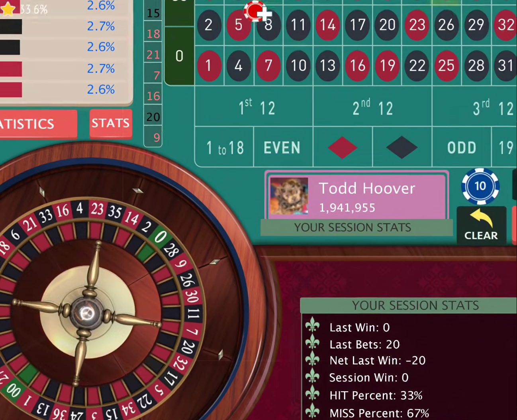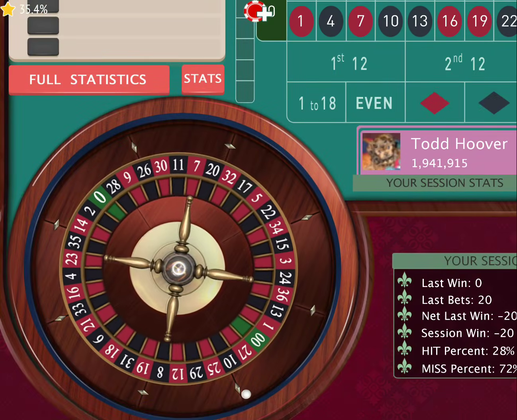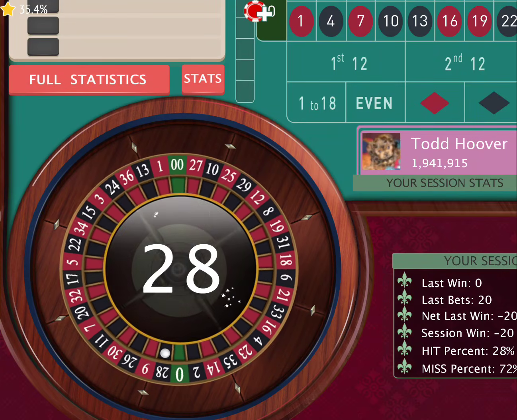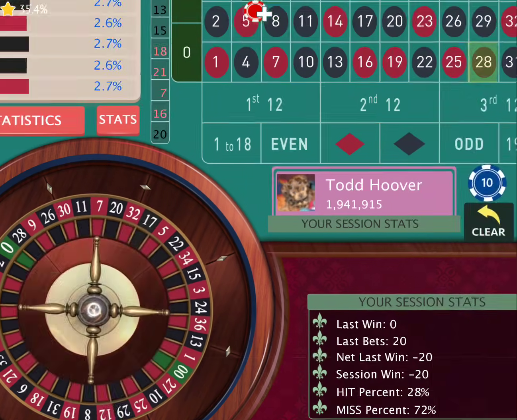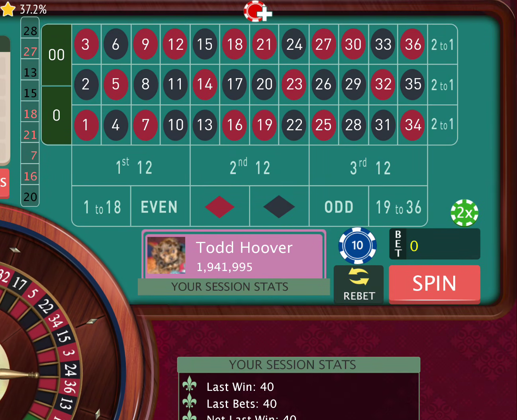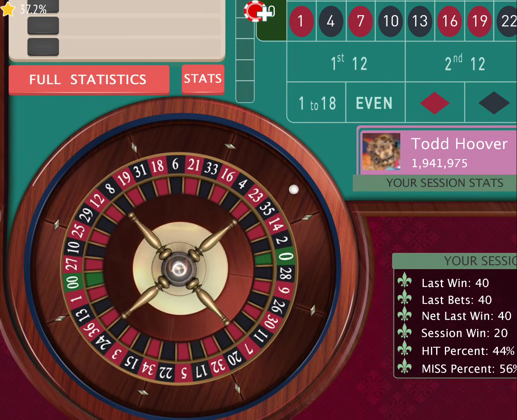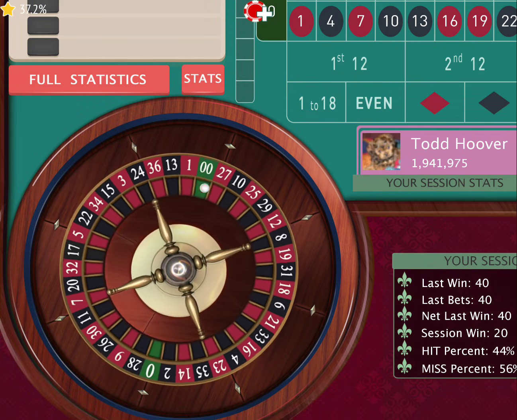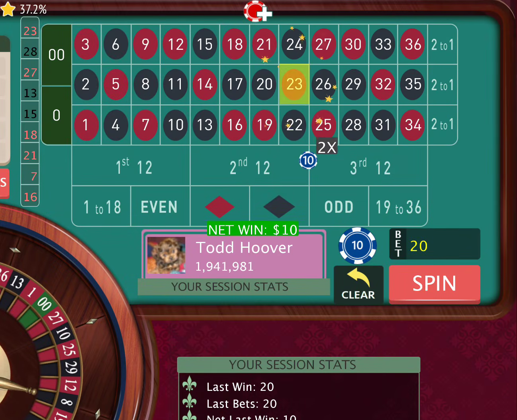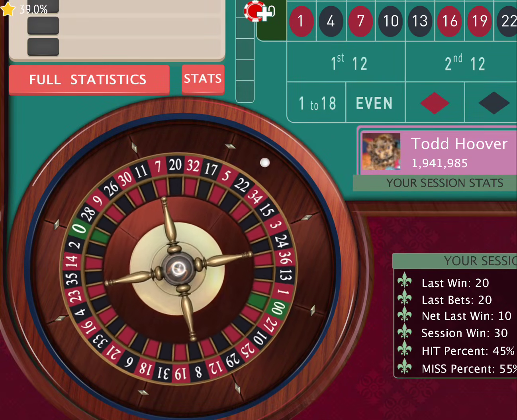Here's a 27. We lost that. So now we have to double, and we go to 40, and we make this bet. 28. We got it. Okay, that puts us back up to 20. That's close enough. We really don't have to push it with this system, guys. So let's just go back to 10 and 10, and let's start building again to 200. There's a 23. And we're up $30.